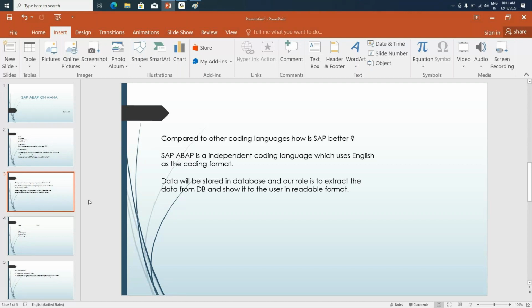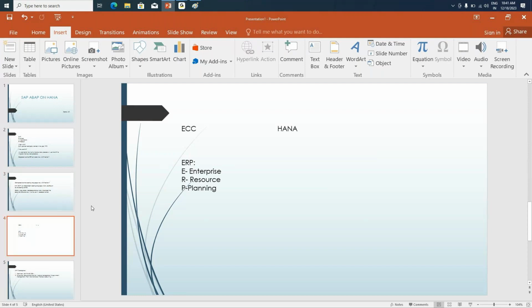Simple. And what are the responsibilities of an ABAPer? Simple. The data will be stored in the database. Someone will be entering the data into the database. You will not be doing it too. You will not be maintaining the data. Someone will be maintaining it. Your job is to extract the data and show it to the users in a user-friendly manner.